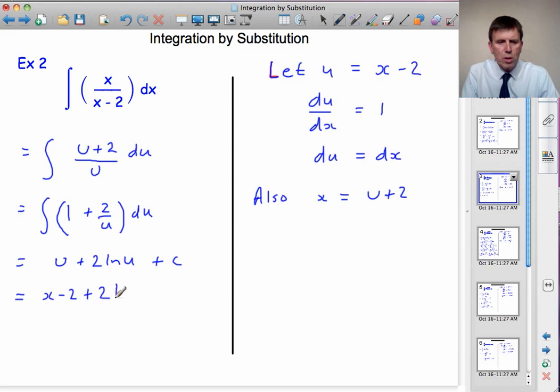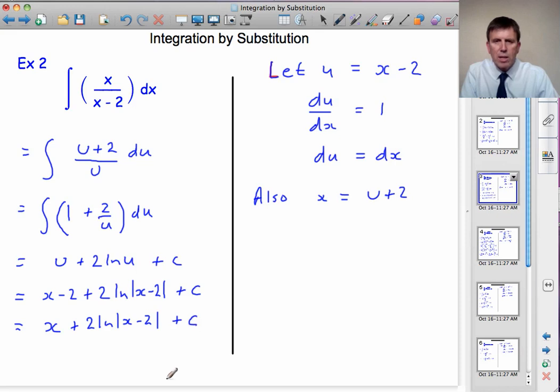plus 2 log. Now x minus 2 should be put in modulus signs because if it's negative you can't have the log of a negative number, so it's the log of the modulus of x minus 2 plus c. And finally, because c is any number, it can incorporate the minus 2 as part of it. So I can write my final answer as x plus 2 log the modulus of x minus 2 plus c. And that concludes example 2.